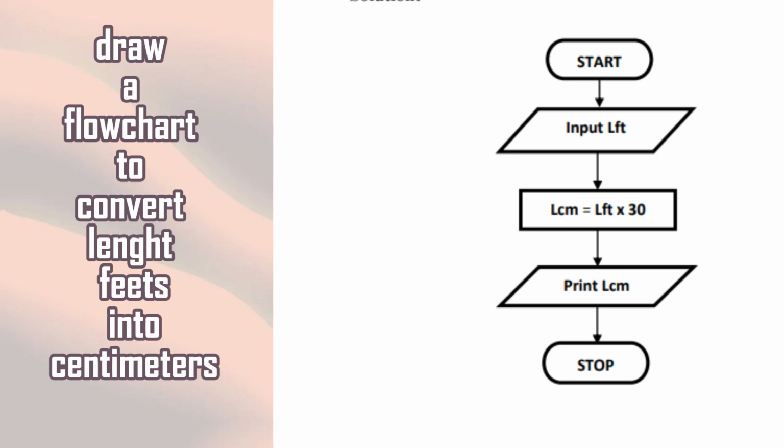In the processing box we have to convert the feet into centimeter by putting the formula, which is length centimeter is equal to length feet multiplied by 30. In the next output box, print length centimeter, which is the calculated version of the length in feet, and the last one is stop, as the program has been done and the stop command has been operated.